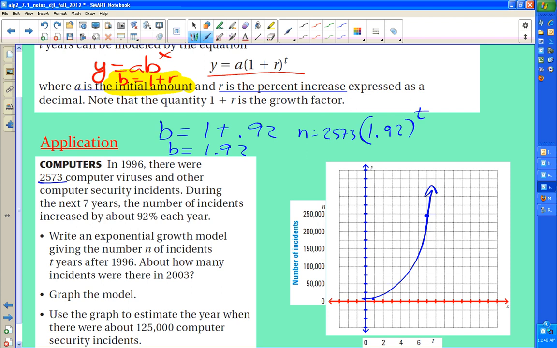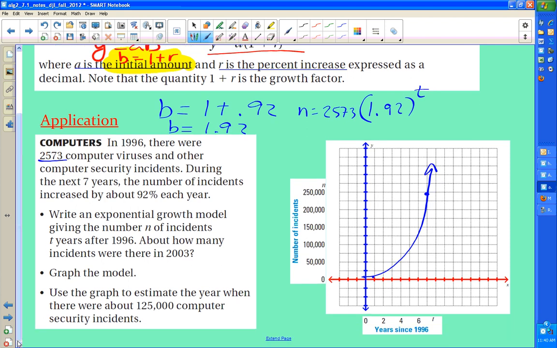This graph is really difficult to show these numbers because the numbers get huge in a very short period of time. You're going to want to utilize your calculator to maybe determine some of these numbers. You notice at the bottom, I labeled those numbers that you might plug in, years after 1996. So you might try plugging in 1 year after 1996. You'd have 2573 times 1.92.